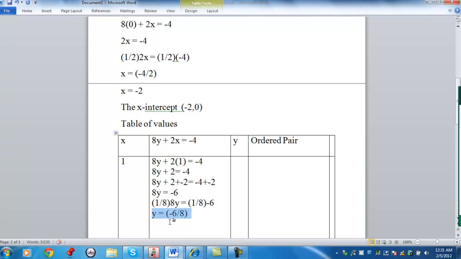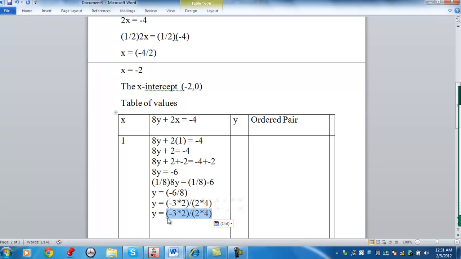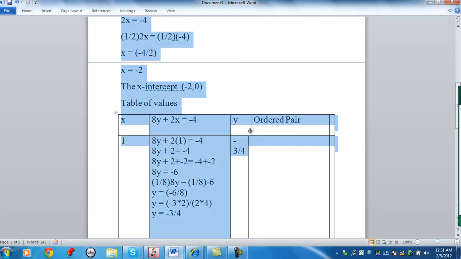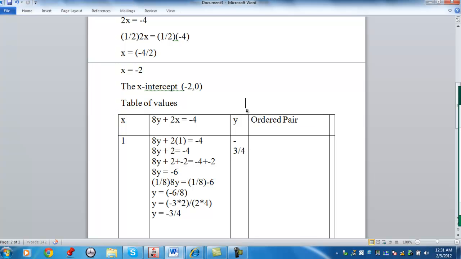Now, if you reduce the fraction to lowest terms, because again, 6 is 3 times 2, 8 is going to be 2 times 4. You share a common factor of 2, that will cancel out. And you'll end up with a value of negative 3/4. Now, again, you're dealing with a fraction. I'm not exactly excited about fractions when it comes to graphing. I like to deal with whole numbers if possible. So the ordered pair is going to be 1 comma negative 3/4. You can pick another value.